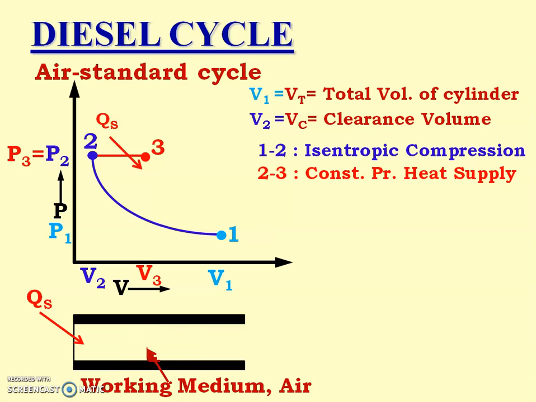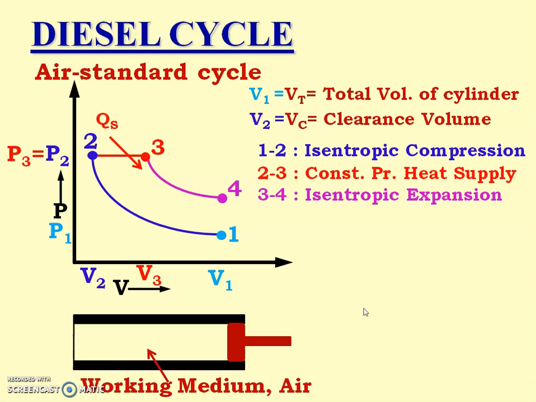Now the piston moves towards the right hand side, that is the outer dead center, and that process is process number 3 to 4, known as the isentropic expansion process. At point 4, the pressure is P4 and volume is V4, and we know that V4 is equal to V1, which is equal to Vt, that is equal to the total volume of the cylinder.